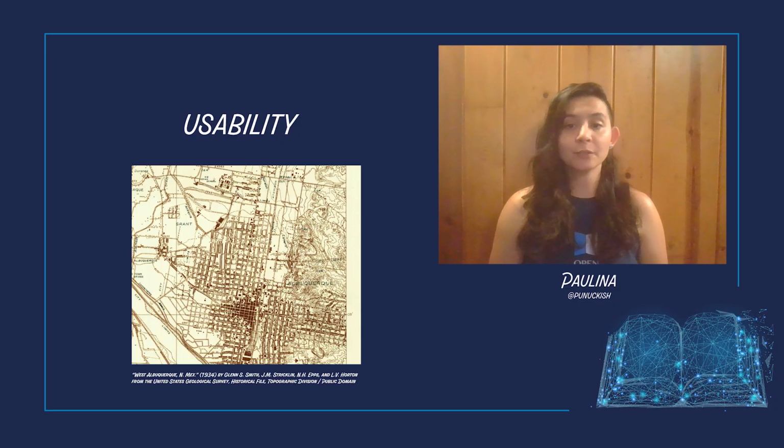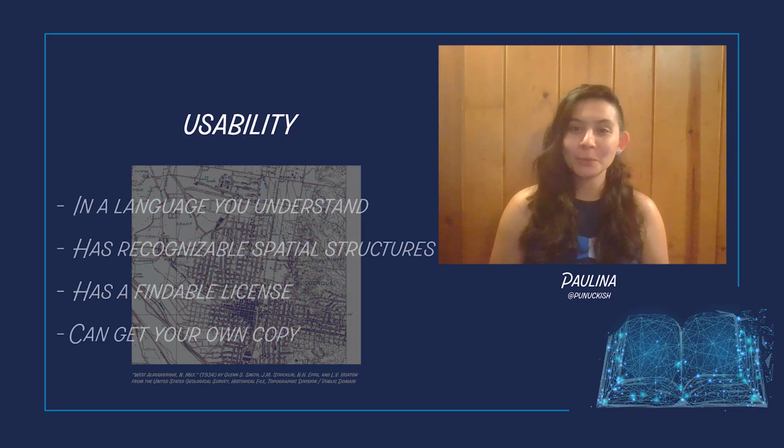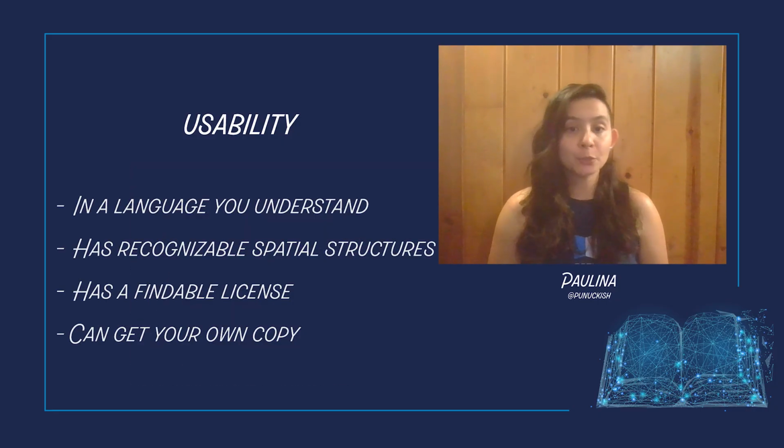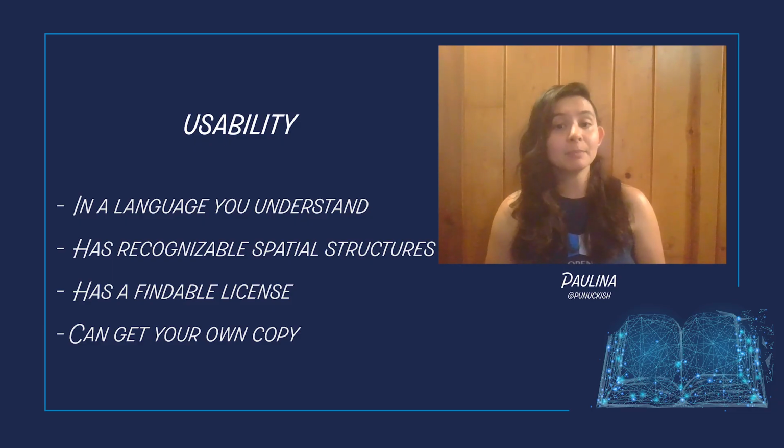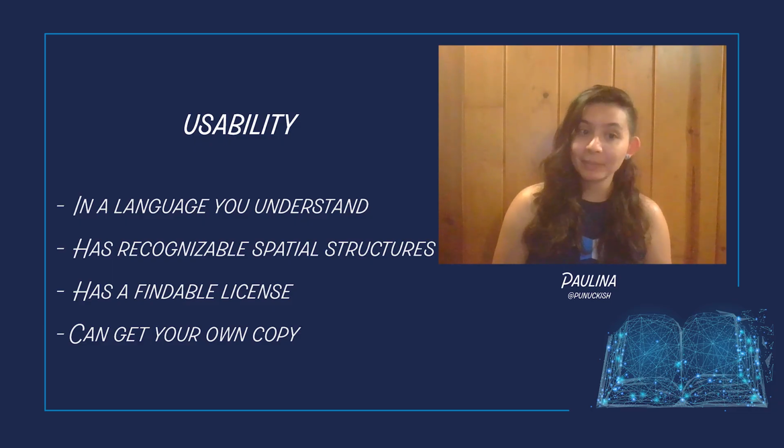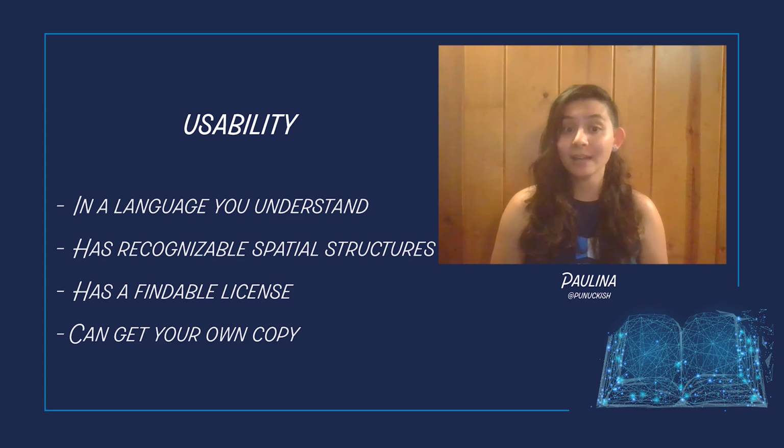For locating a hand-drawn map in space, usability usually requires the map to be in a language that you understand, that it has enough spatial structures so that you can recognize where your hand-drawn map will go, that it has a findable license so you can understand who owns the map as a creation and how you can or cannot reuse it, and then that you can get your own copy.